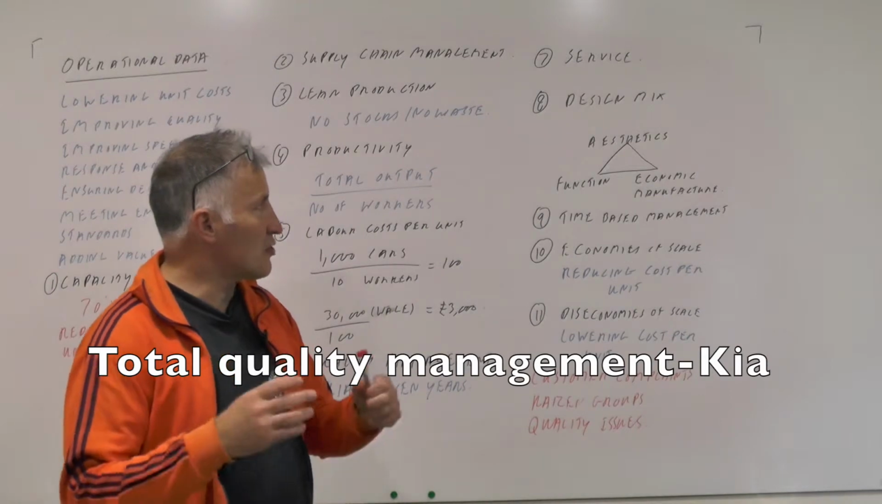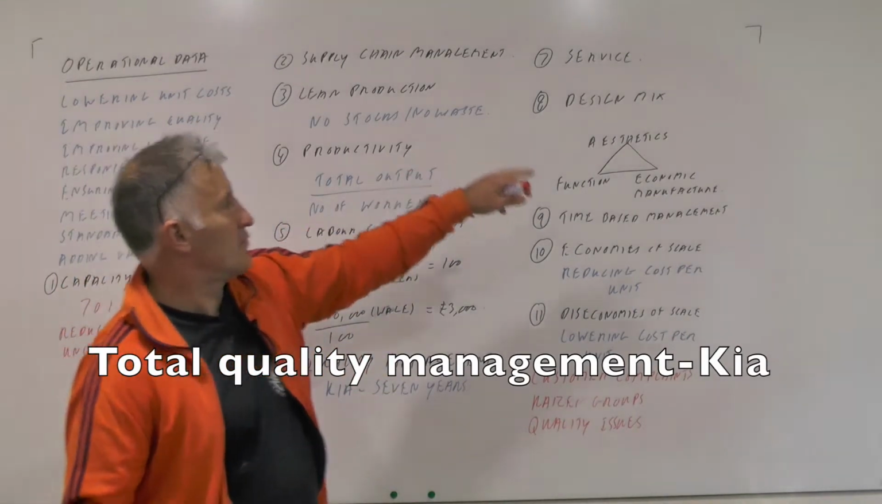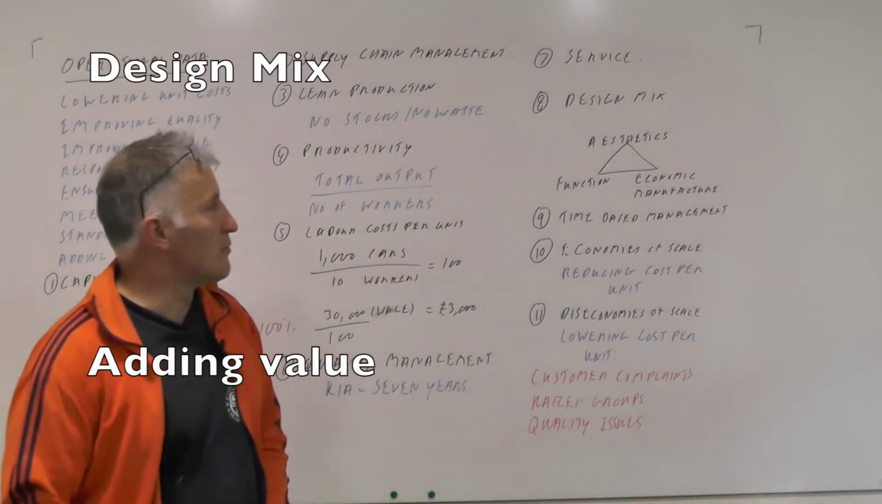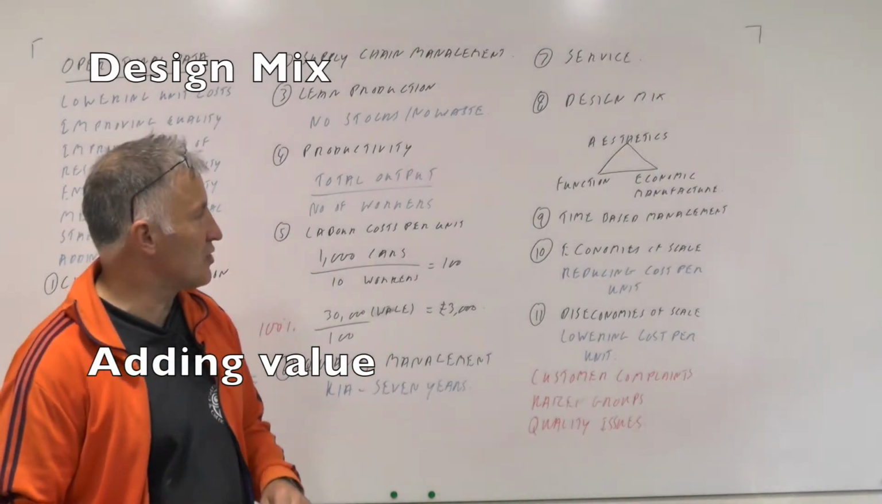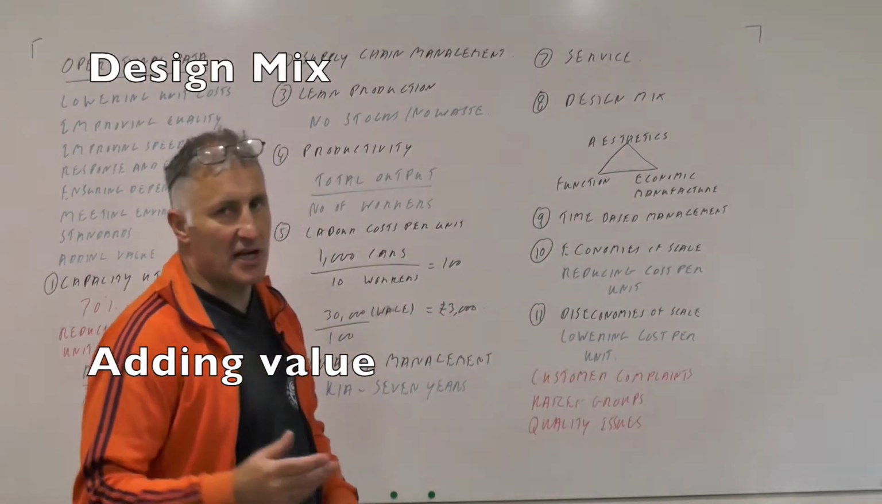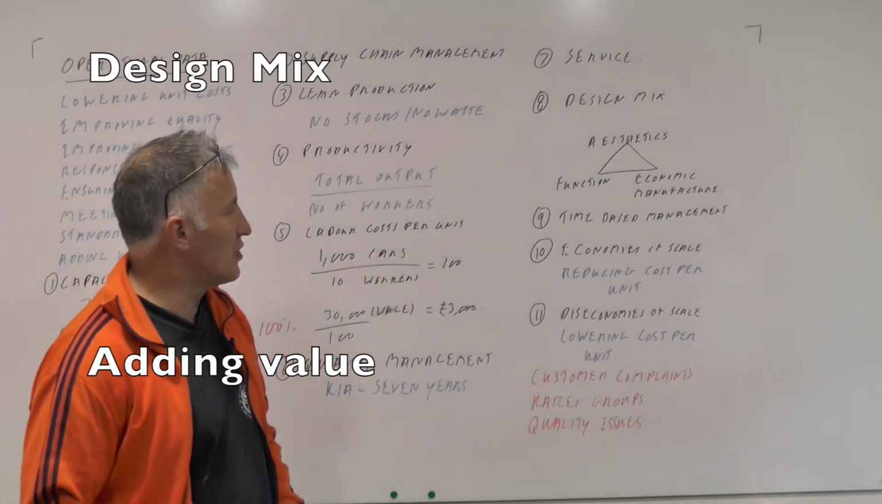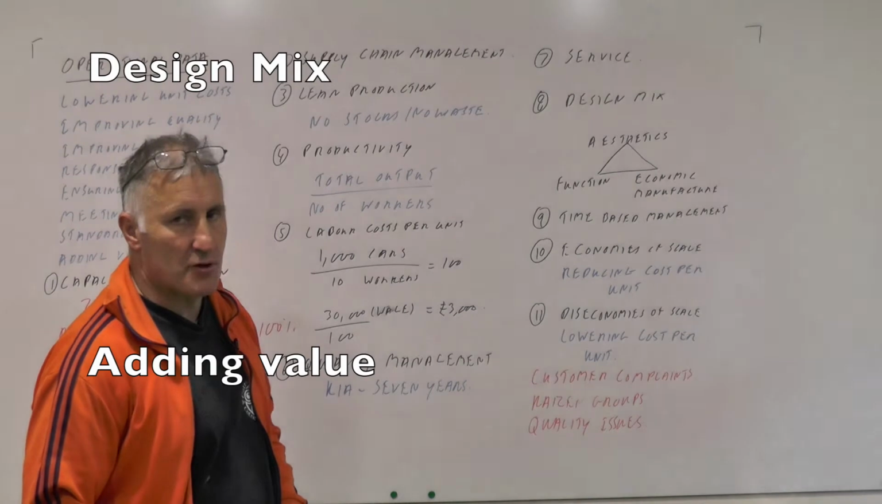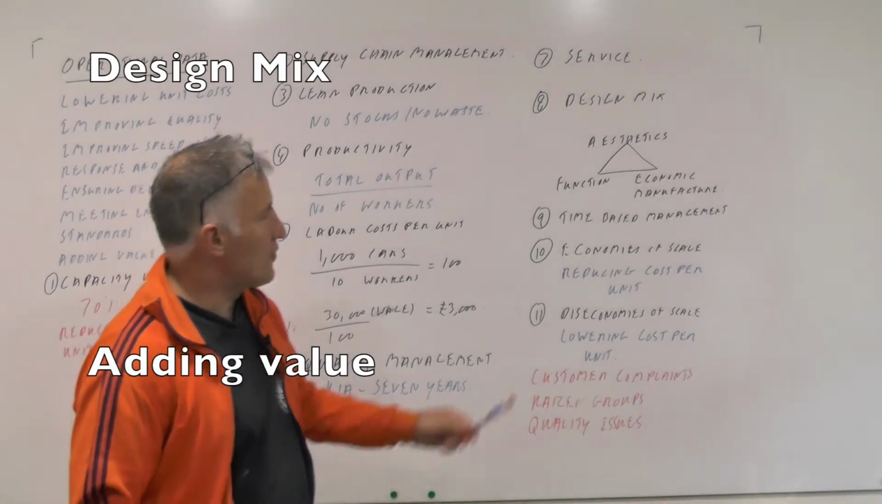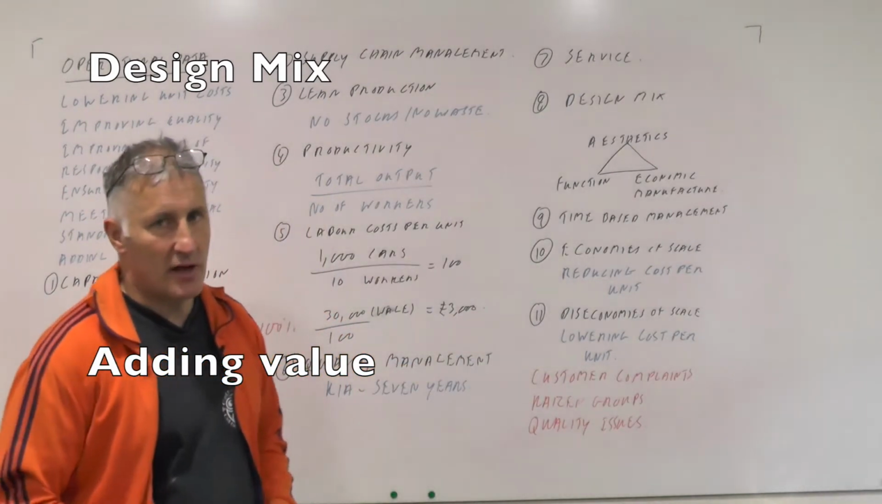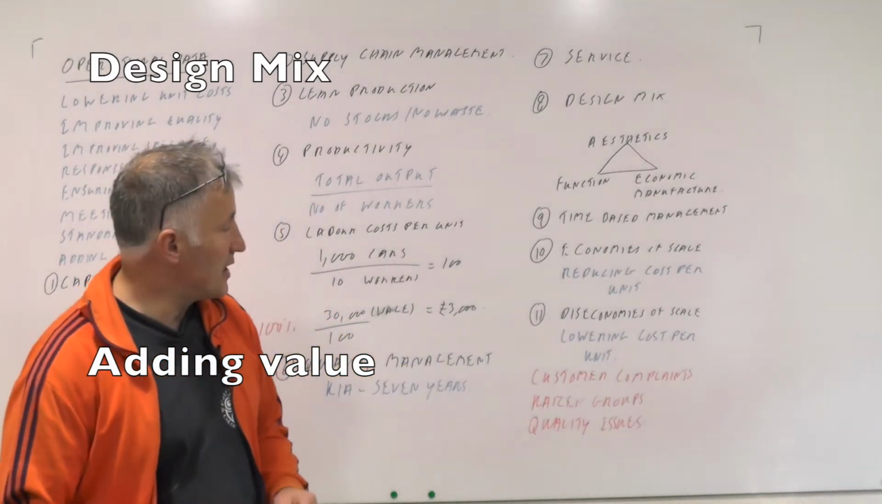Your design mix has got to be right. It's all about adding value, isn't it? Your design mix: the aesthetics, the function, and the economic manufacture of that good. Time-based management, how long it takes to deliver your good. Economies of scale, reducing cost per unit. Diseconomies of scale, raising cost per unit. If you can achieve economies of scale, then you're going to produce goods more cheaply.